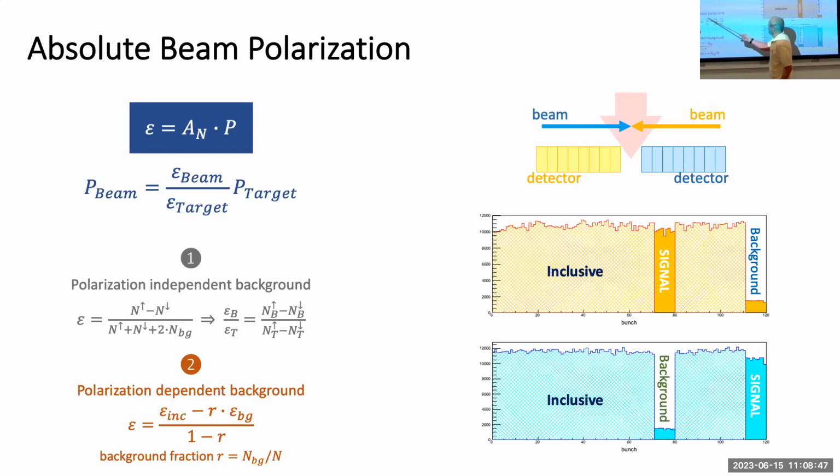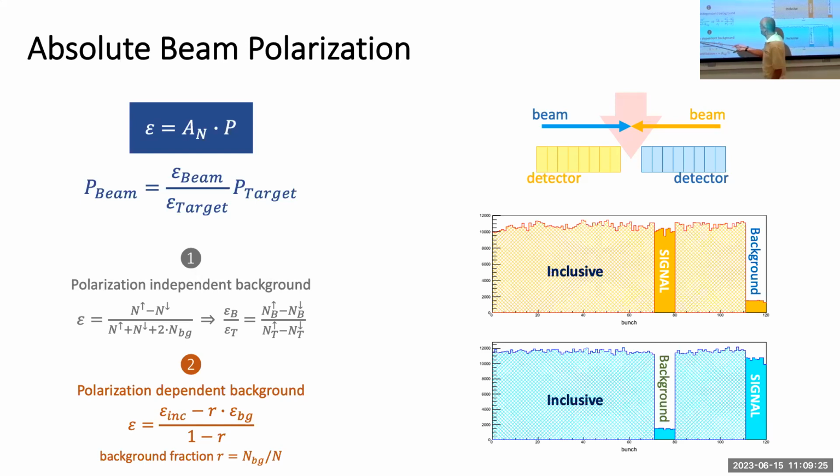One of the ways would be if there's a polarization independent background, and this in first order really means that everything that's unpolarized here might contribute to the asymmetry. So unpolarized background reduces the asymmetry, but it reduces the asymmetry in the same way for the beam and the target, right? Because it's unpolarized. In this ratio, it would fall out. So everything that is not polarization dependent does not dilute my measurement of the beam polarization.